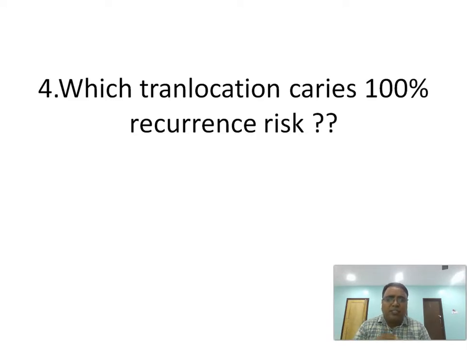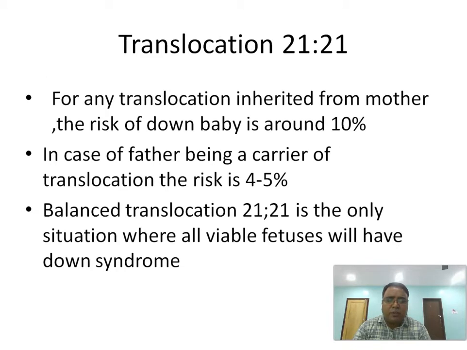Then next question: which translocation carries 100% recurrence risk? It is not that if one parent has any translocation, then 100% the next baby will be a Down baby. The question is, which translocation? If the father or the mother has that translocation, then you can tell the parents that the next baby will be a Down baby, so they should not go for another child. The answer is Robertsonian translocation between 21 and 21. That is one of the MCQs that we have to remember.